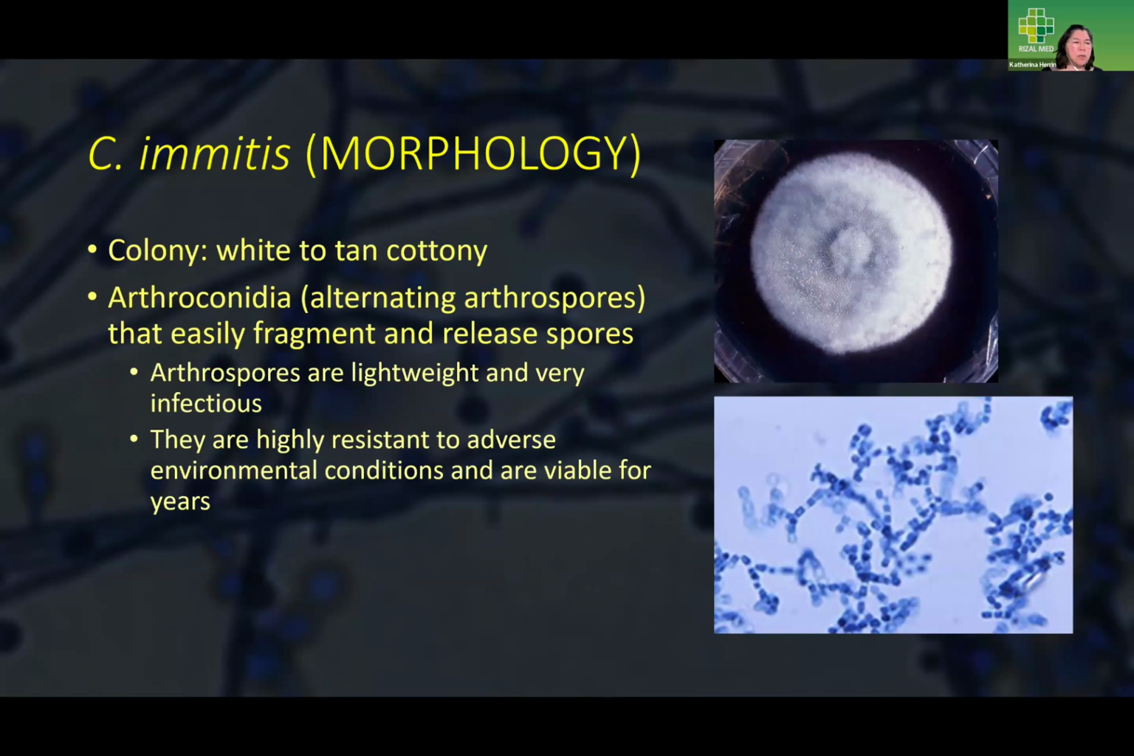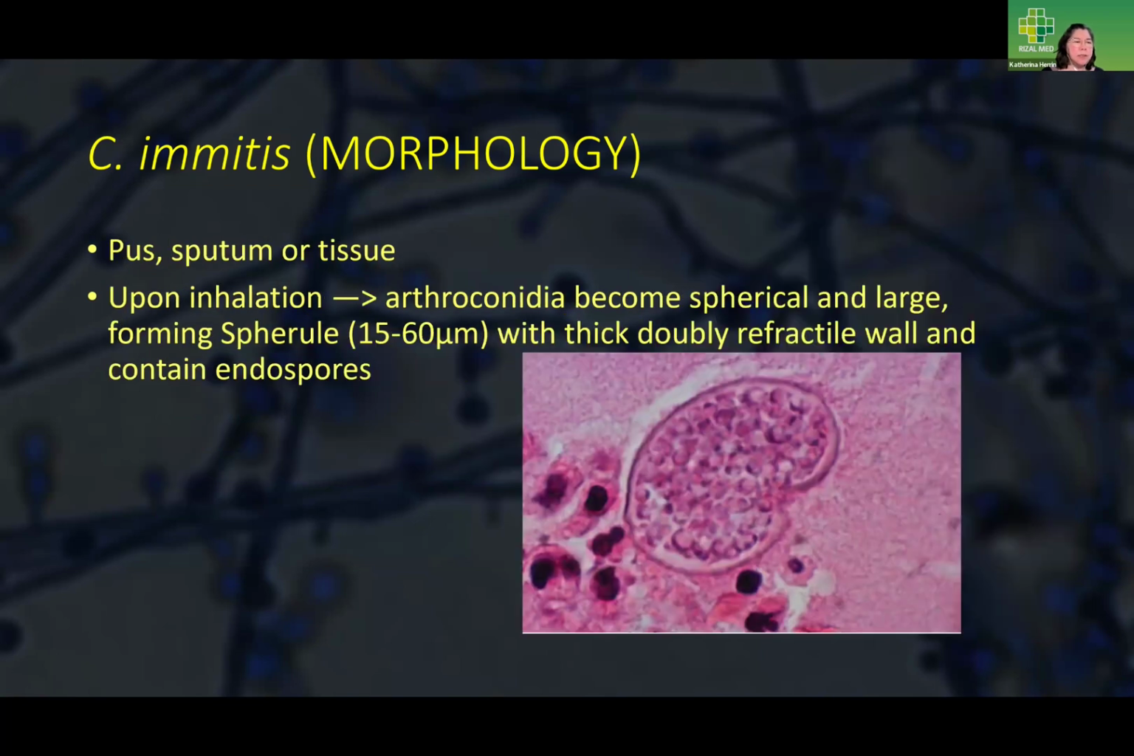From that colony, if you get specimen for microscopy, you will see arthroconidia that fragment easily to release spores. The arthrospores are lightweight and very infectious. Specimens can be pus, sputum, or tissue. You will see a spherule with double refractile wall.